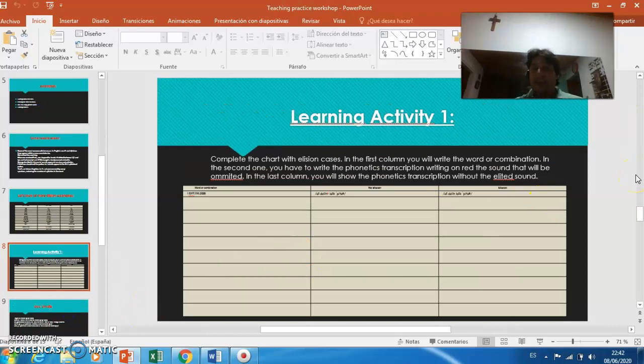Here we have an activity for you guys to complete. I will send you this PowerPoint presentation so you can go over and review, but remember the activity. Complete the chart with the elision cases. In the first column you will write the word combination, and in the second you have to write the phonetic transcription, and I also have the link that you can use for the phonetic transcription.